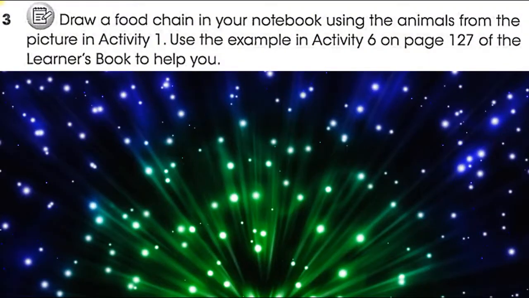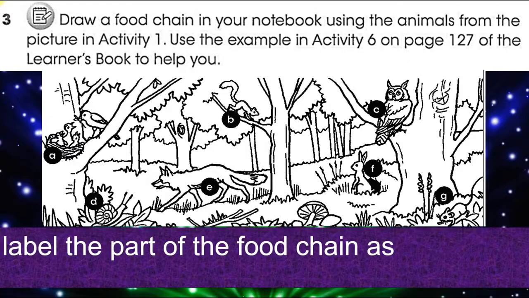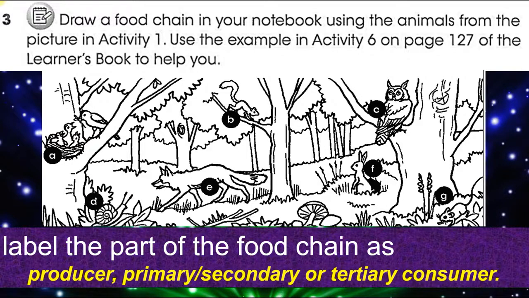Draw a food chain in your notebook using the animals from the picture in activity 1. Use the examples in activity 6 on page 127 of the learner's book to help you. Also, you are going to label them the same: producer, primary, secondary, or tertiary.